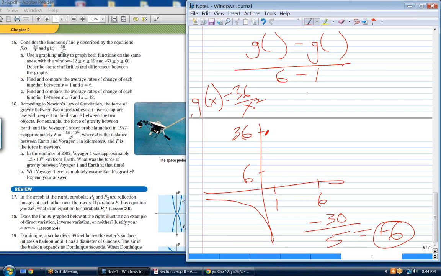Okay. What is g of 6? Well, if it's 6 minus 6... Hold on. This is g. Right. What is g of 6? Oh, it's 36 over 6. So it's 1. Okay. So what is g of 1? Just 36.